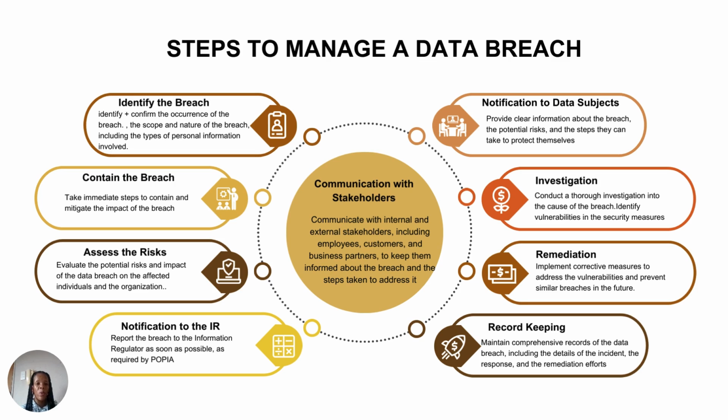Then the fourth step will be to notify the information regulator. This is also a key requirement by the POPIA Act that whenever a responsible party suffers a data breach, they need to report the breach to the information regulator. And then another one is notification to the data subject. So the responsible party needs to provide clear communication to the data subject that is easy to understand about the breach and the potential risks that are associated with the breach, and what steps the data subject can take in order to protect themselves from this breach that has occurred.